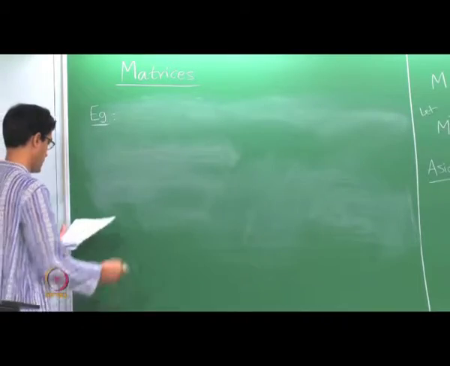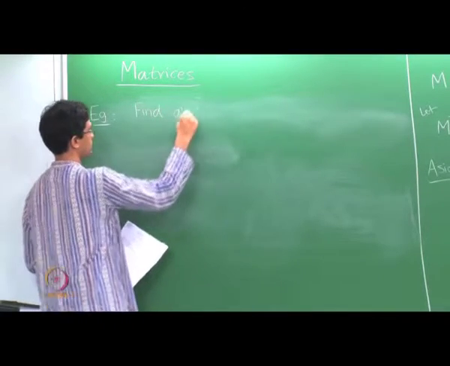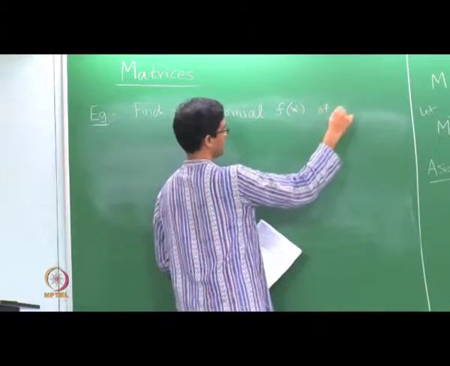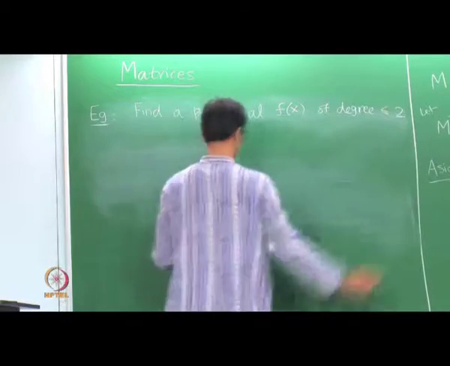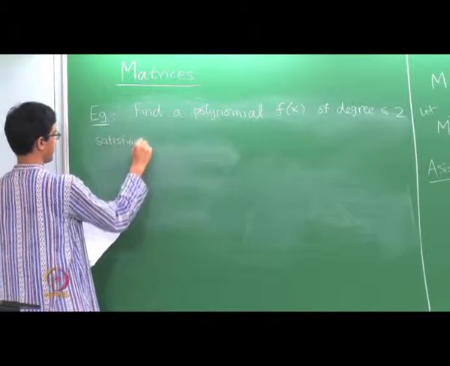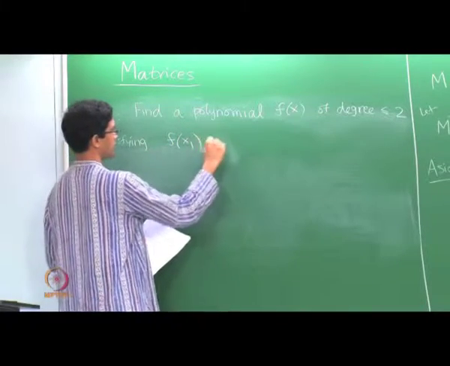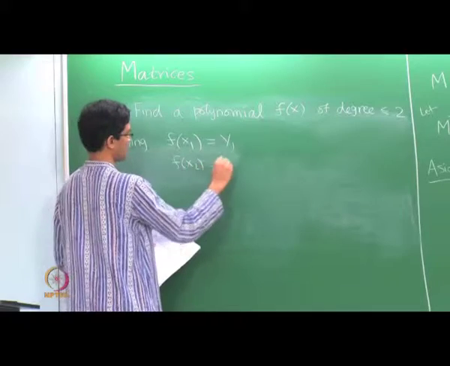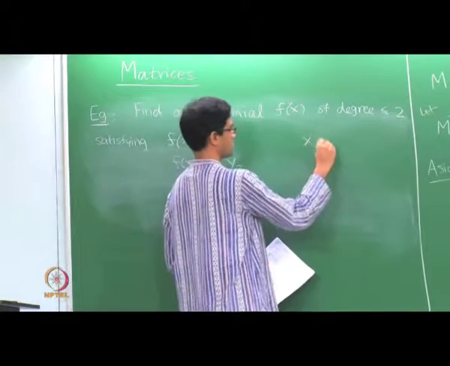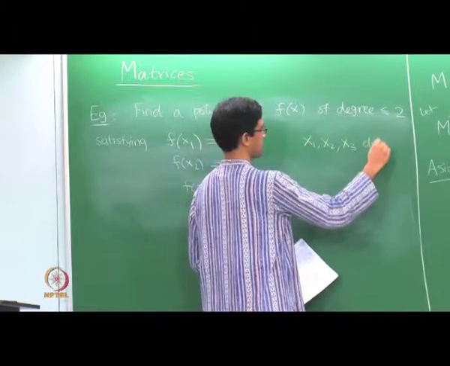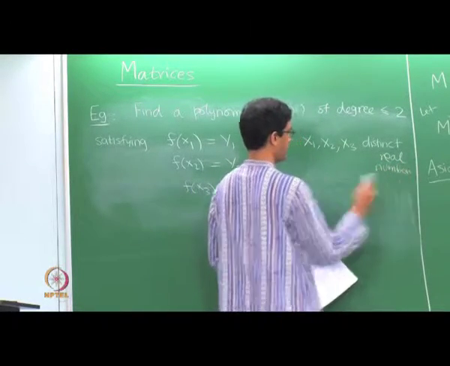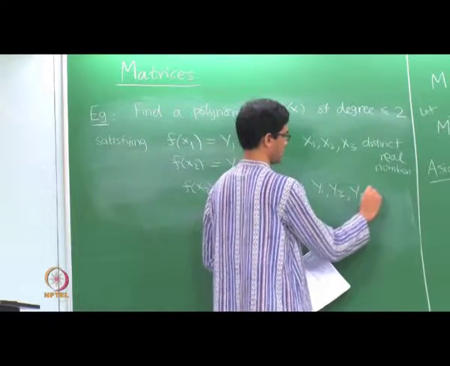Example: find a polynomial in one variable, so a polynomial f of x of degree at most 2, satisfying the three conditions f of x1 is y1, f of x2 is y2, and f of x3 is y3. Where x1, x2, x3 are three distinct real numbers, and the y's are just any arbitrary real numbers, not necessarily distinct. So these are just reals.